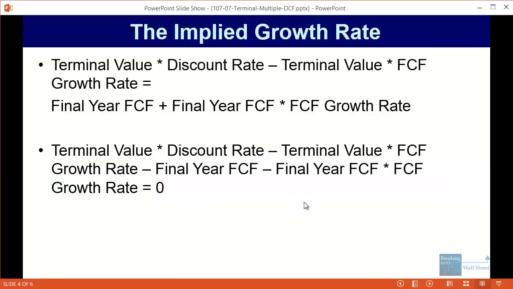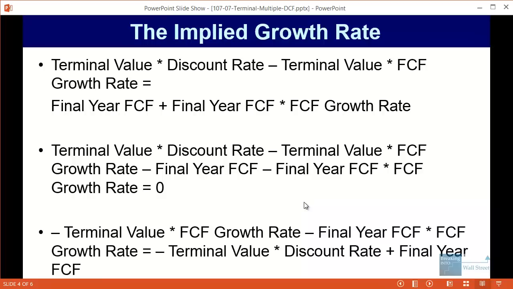So we're getting closer because now at least we have that growth rate term on the same side of the equation, and now we can start to group together some of these terms to get the free cash flow growth rate all by itself on one side of the equation. So here's what we can do next. We can just put all the terms that involve free cash flow growth rate on the left-hand side of the equation as I've done here.